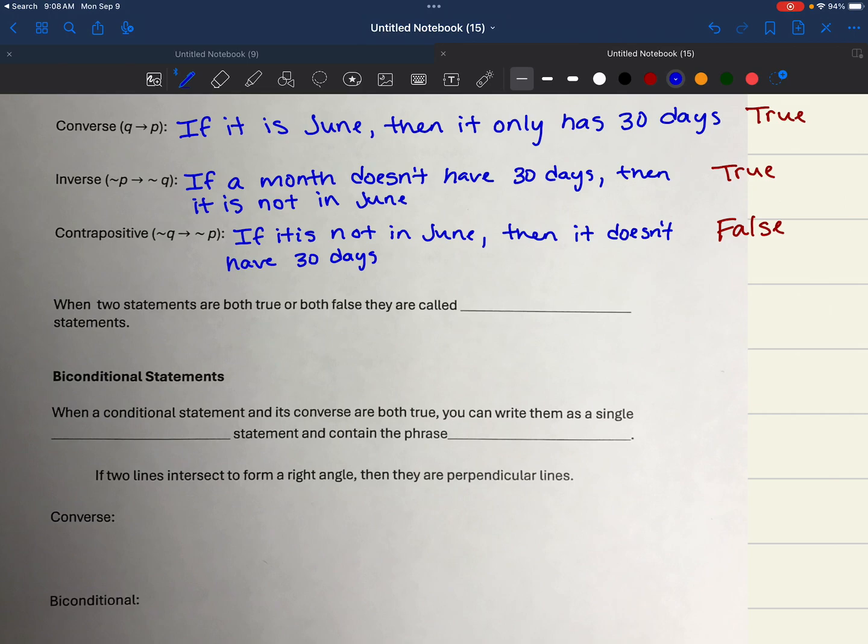Last little part on this. When two statements are both true or both false, they are called logically equivalent. I can't even read my own writing. I'm so sorry. This should be logically.